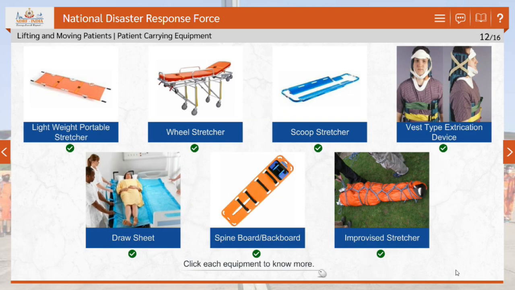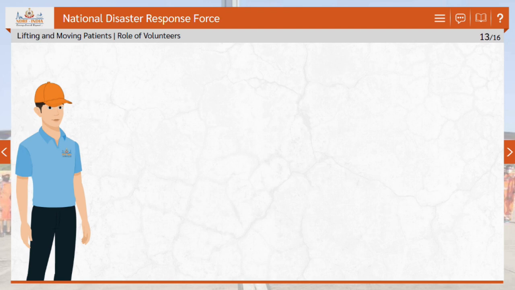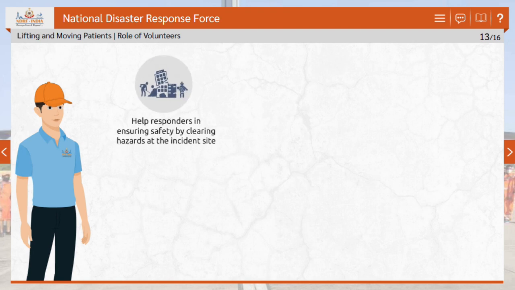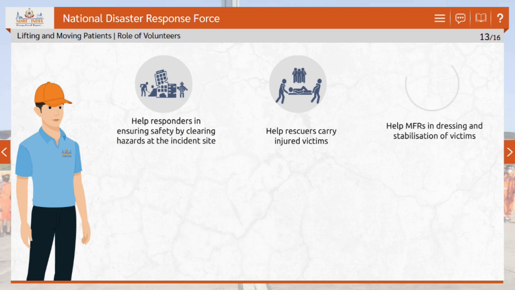Next, let's learn about the role of volunteers in lifting and moving patients. Volunteers can help in many ways. Volunteers can help responders in ensuring the safety of victims by clearing hazards present at the incident site. Volunteers can help rescuers in carrying injured victims, manually or on a stretcher. They can also help MFRs in dressing and stabilization of injured victims.